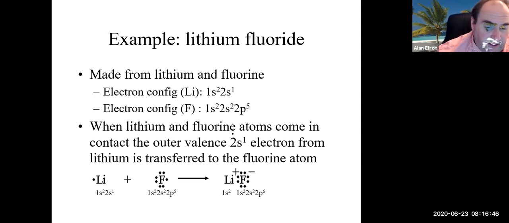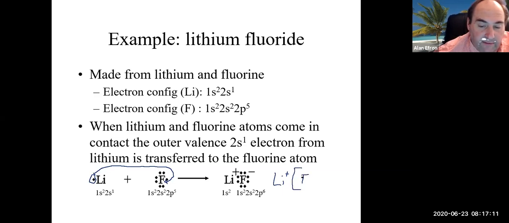and when we look at our electron configuration for each of these guys, the electron here in the lithium is going to go around the corner and transfer over to the fluorine. And when it does so, a couple of things happen. We get lithium, let's redraw it over here, that ends up having a positive charge. We get the fluorine, which picked up that electron, and because it picked up the electron, it now has a negative charge.